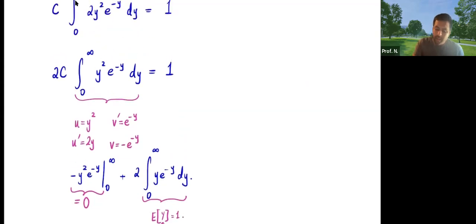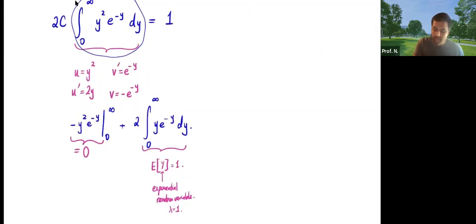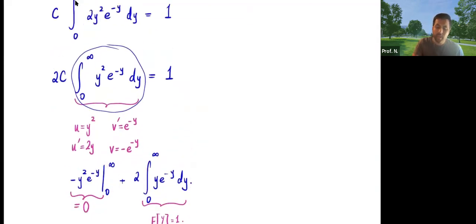So then this integral here is really just equal to 2. Why does it equal 2? Well, if this equals 1 times 2 plus 0, this is 2. So this here is 4c equals 1. So what does c equal? 1 over 4.